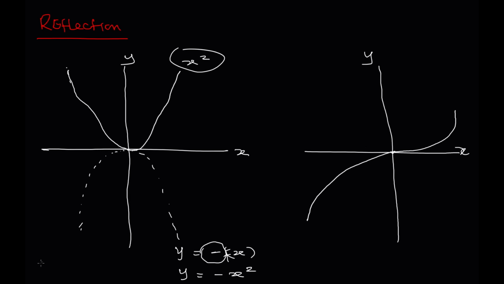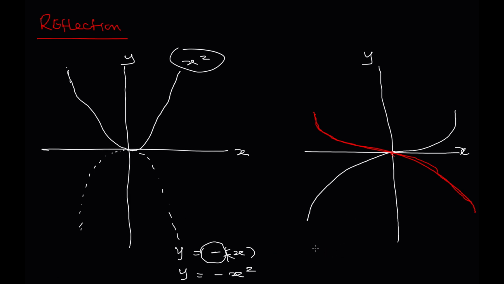Let's use a different color. So this gets reflected there, and that gets reflected there. So it's like this same graph now makes this shape here. Okay, so that is reflection on the y-axis. So what happens for something to be reflected on the y-axis?